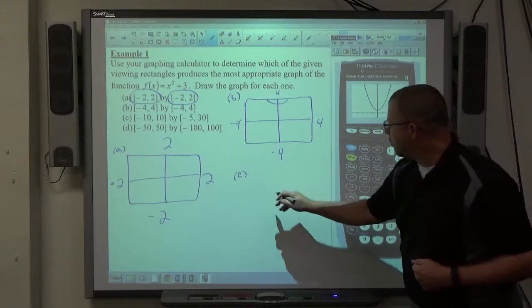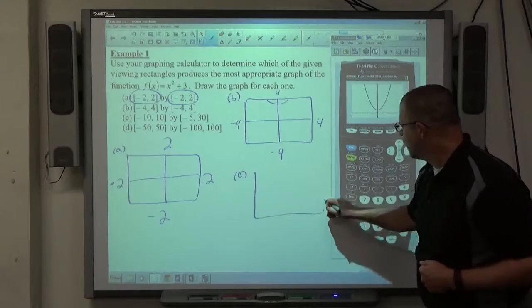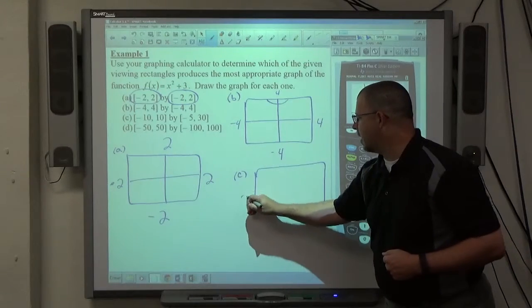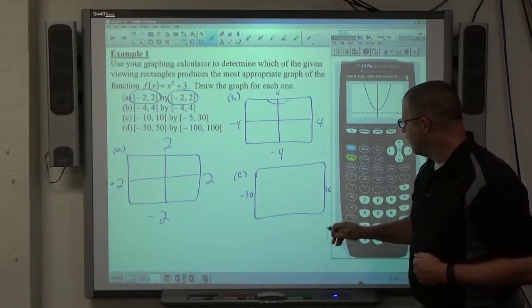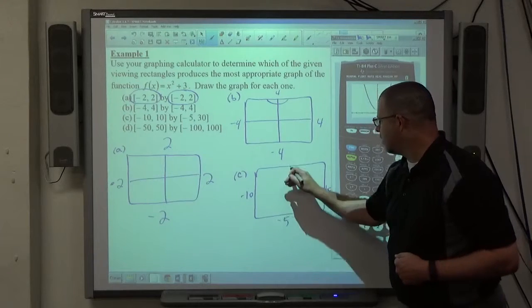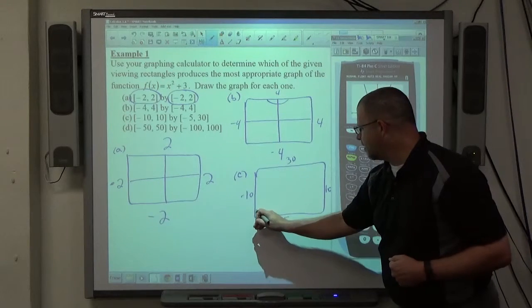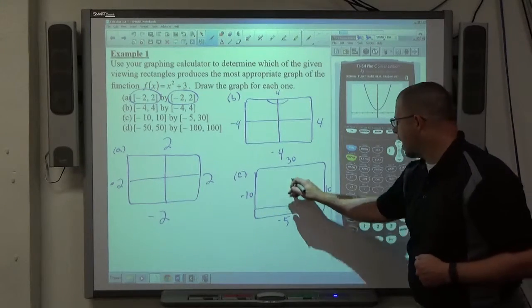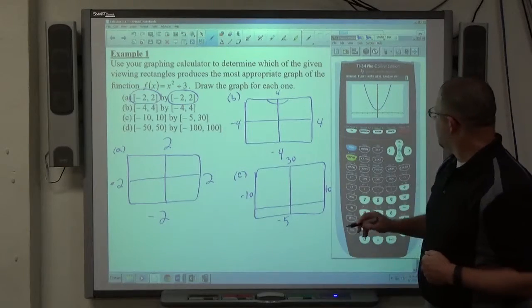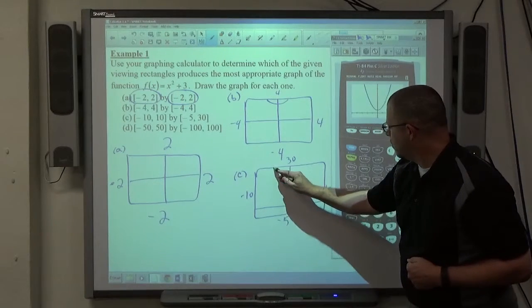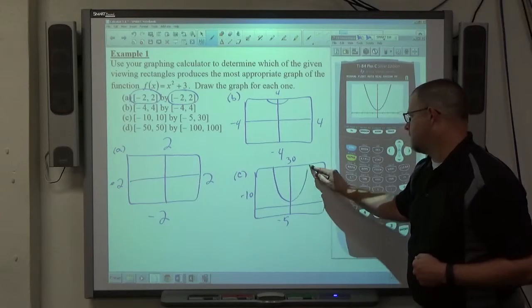Again, I want to draw a picture of what I'm doing here. So I draw my rectangle. I've got negative 10 to 10 and negative 5 to 30. This time the x-axis is towards the bottom. The y-axis is right in the middle. And the graph itself kind of goes like so.